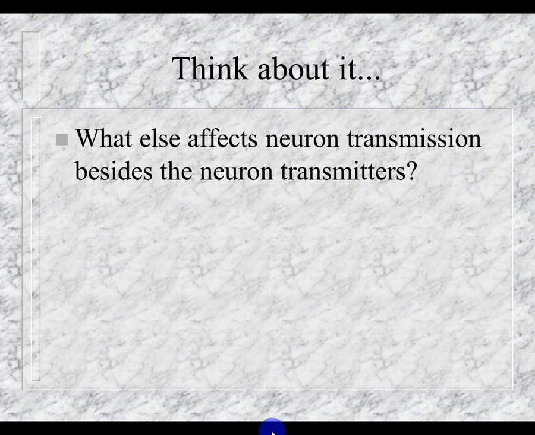If you're out under anesthesia, we don't want you moving, right? Changes in pH. We know that acidosis depresses the central nervous system, and we know alkalosis excites the central nervous system. Some of your drugs, caffeine, theophylline, we know those affect excitability. So there are several things that can affect transmission besides the actual neurotransmitters.